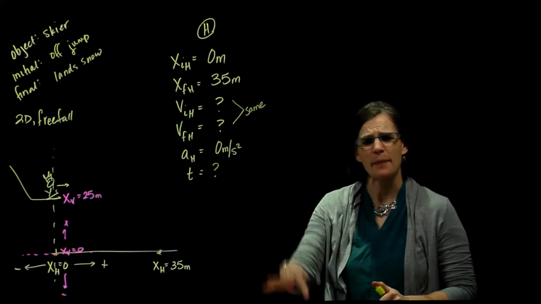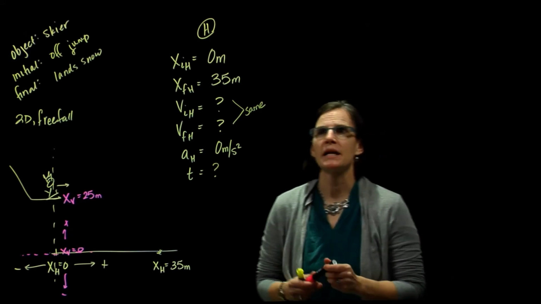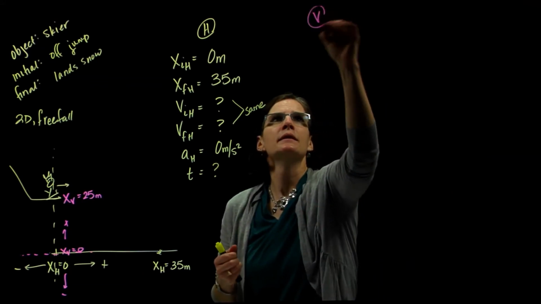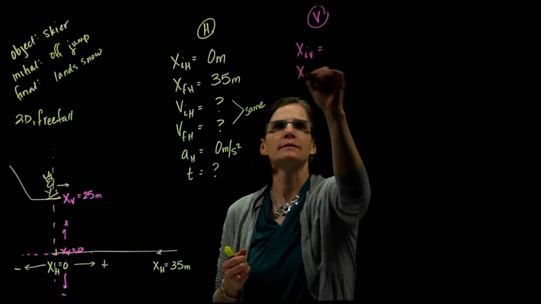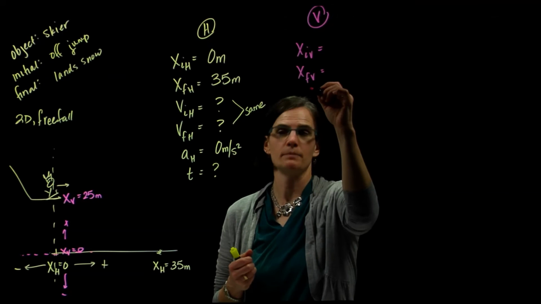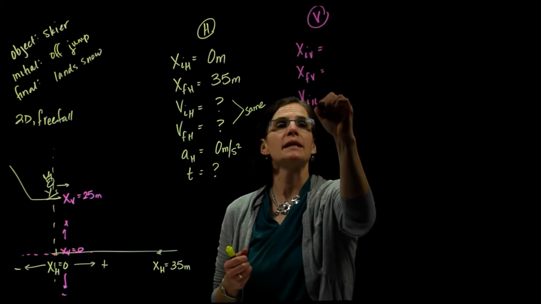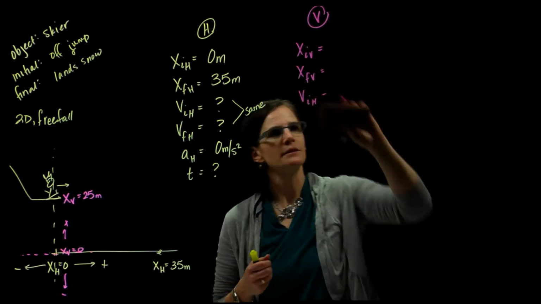That defines what happens horizontally. Well, let's look at also what happens vertically. So, same players. Positions at the beginning of the motion, position at the final of the motion. Velocity at the beginning of the motion, it's not horizontal, vertical.